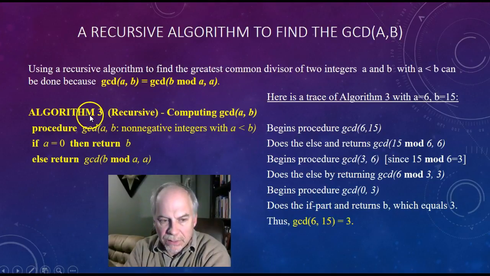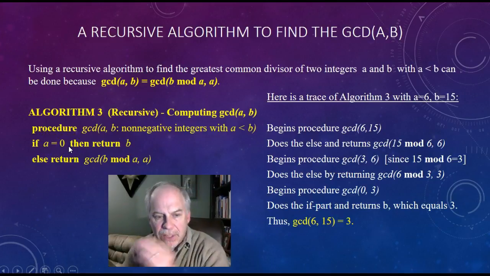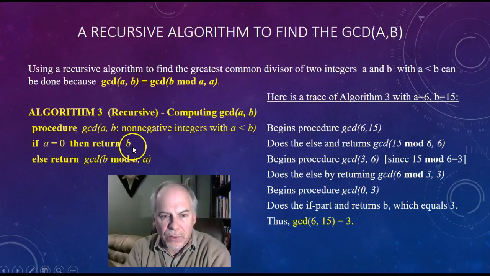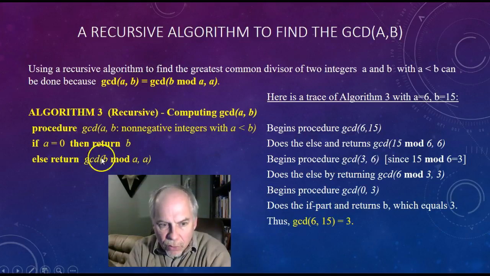So here's the procedure. It brings in a and b, two integers with a less than b, and then this is the way to stop it if the remainder is 0. Remember the Euclidean algorithm? We stopped when the remainder is 0. And it'll return b, which will be your greatest common divisor. And then, if a is not 0, it's going to return the greatest common divisor of, and that's a call to start the procedure over again, but using a smaller value for the a. It's going to use the remainder, b mod a, for the a.